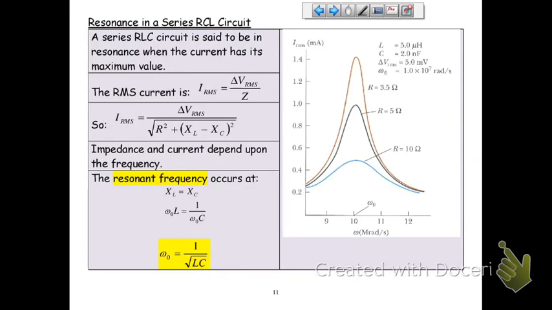So omega naught equals 1 over the square root of LC. That's an important thing to know. I will ask you about that: what is the resonant frequency for this circuit? Typically I'll give you a circuit and ask you to find this. Then I'll go a little bit away from it and ask you to find the impedance and the phase angle when you're nearby but not at resonance.